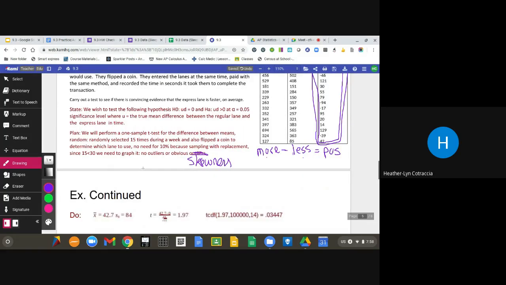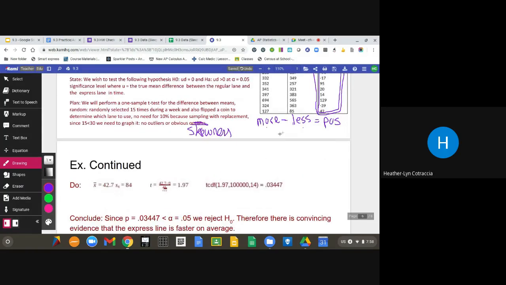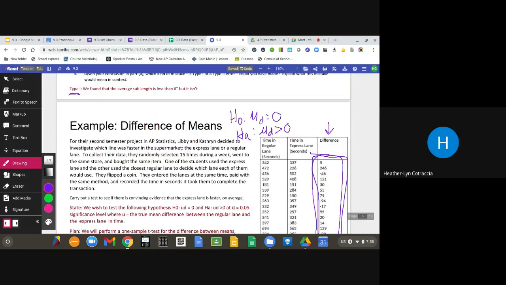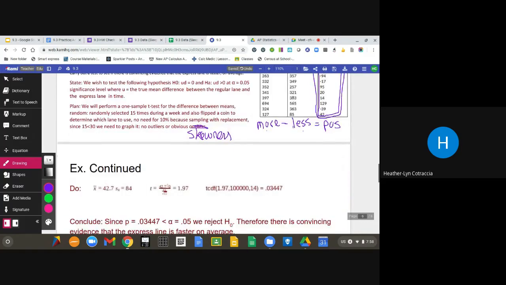And then that brings me to my next thing. When I get to the do column, I'm only finding the mean and the standard deviation for the differences, which I did on the calculator. Then that gives me my test statistic. So you do your sample mean, which is the 42.7, minus your hypothesized mean, which is 0, and then over the standard deviation divided by the square root of n gives me 1.97. So again, I always draw this. I'm going to have 1.97 over here because that came from there.